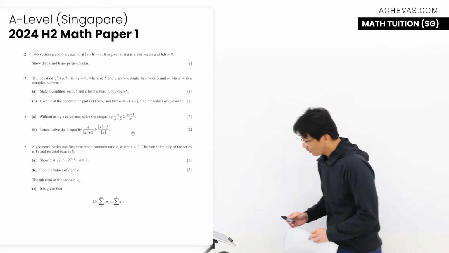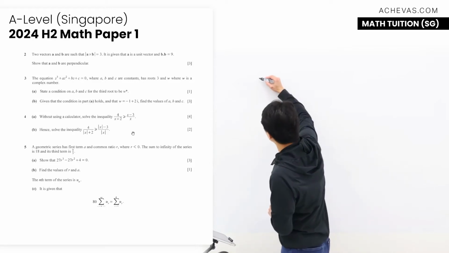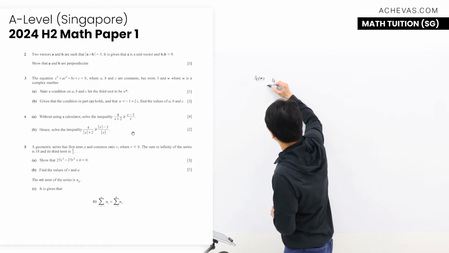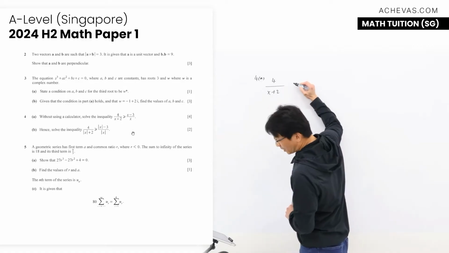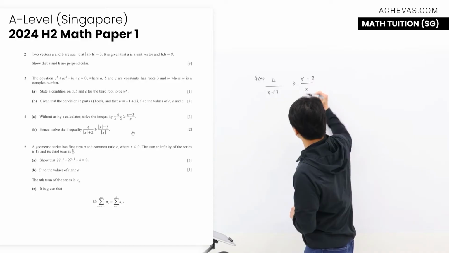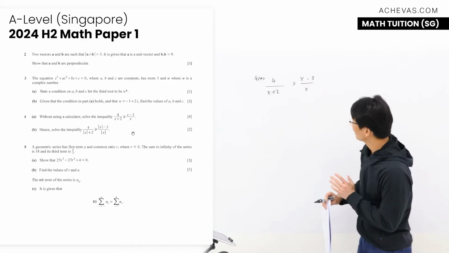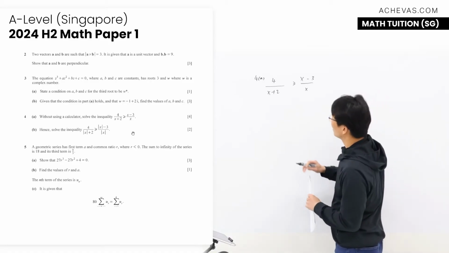Okay, let's look at question 4, and it's an inequality question. For part A, we are given this expression 4 over x plus 2, and it's greater or equal to x minus 3 over x, and we are supposed to solve this without using our calculator, and we have a very standard process of solving this kind of inequality.